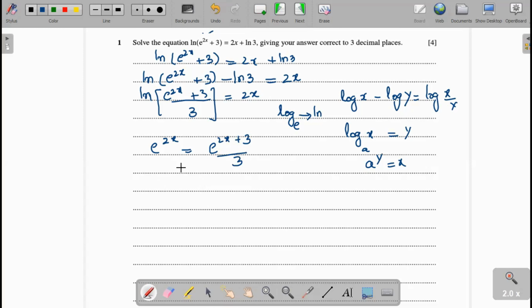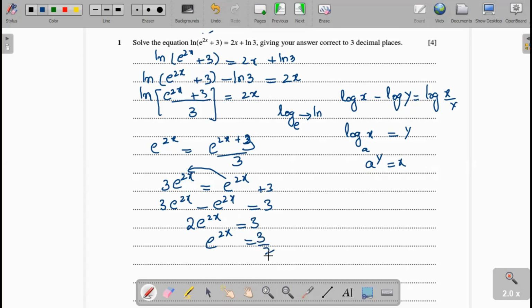Now we simplify this. We cross multiply. 3 into e power 2x is equal to e power 2x plus 3. So this plus 3 is there. Now we shift e power 2x from right to left side. We get 3 e power 2x minus e power 2x equal to 3. Therefore, that is equal to 2 e power 2x equal to 3. Now e power 2x equal to 3 over 2.